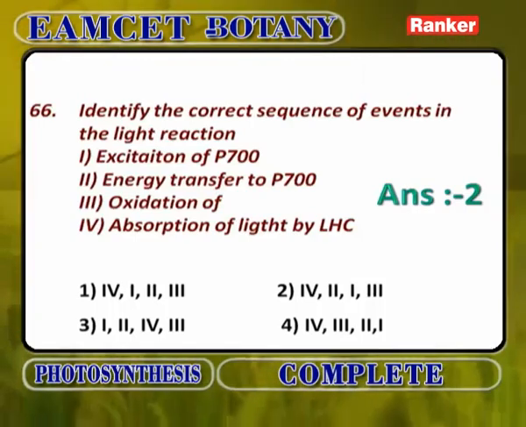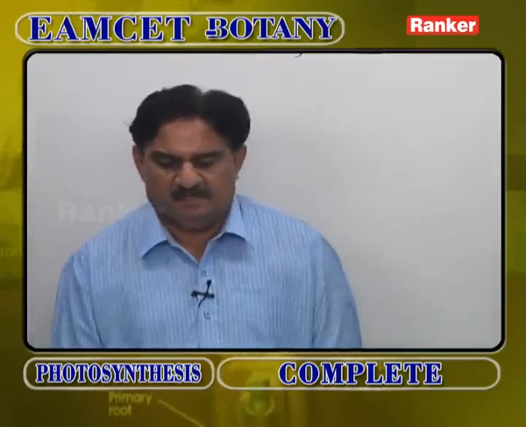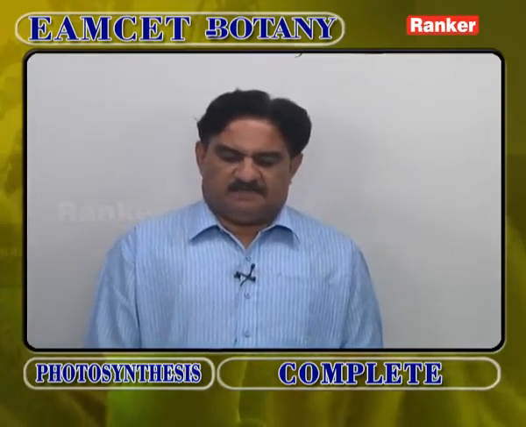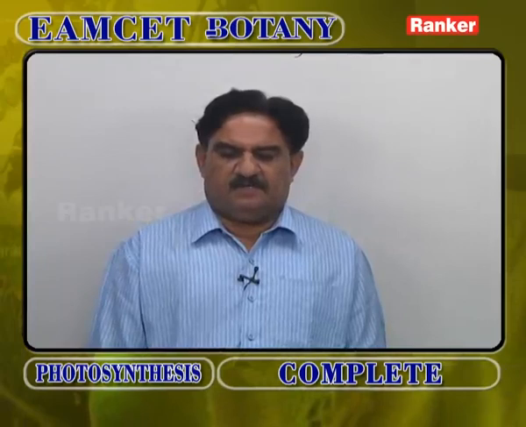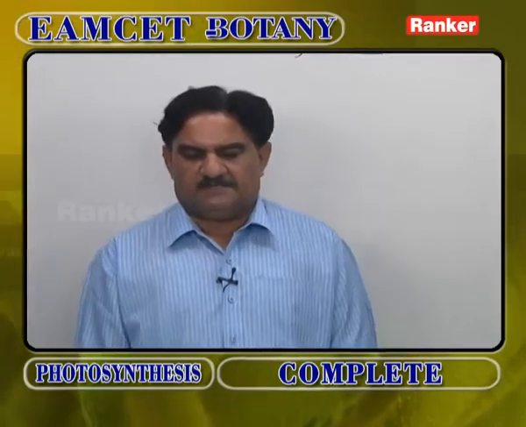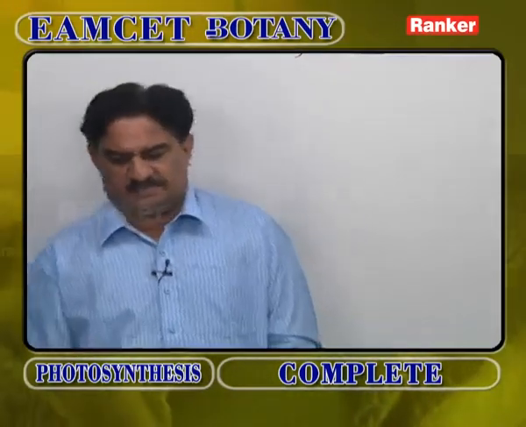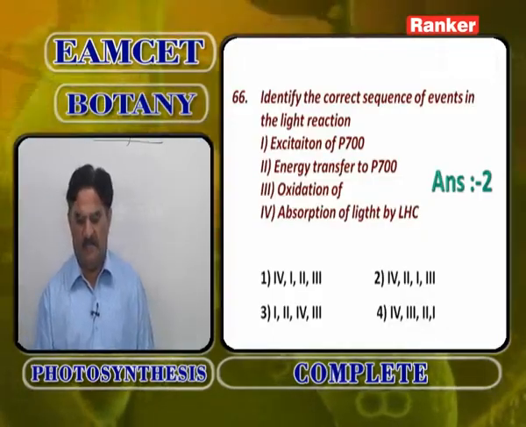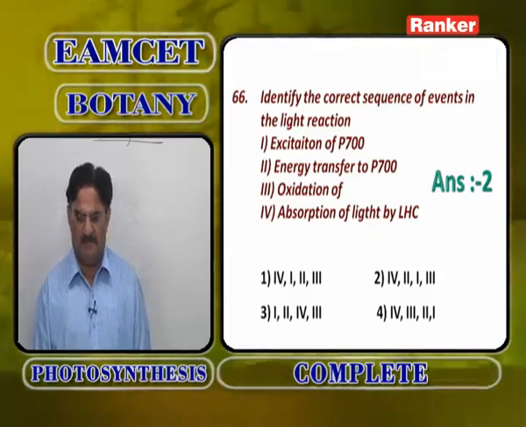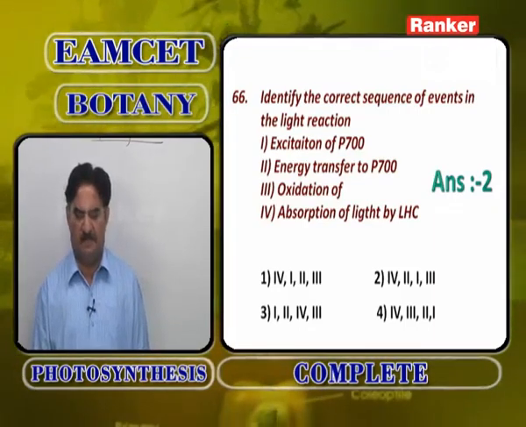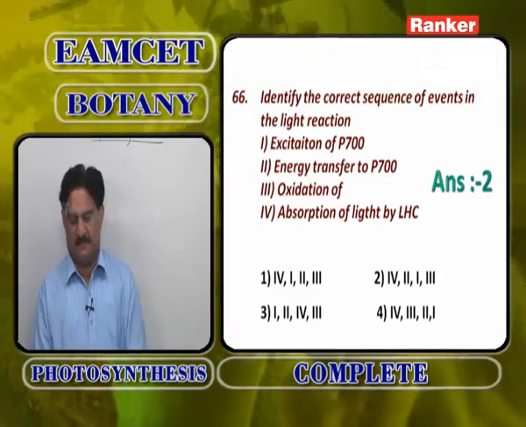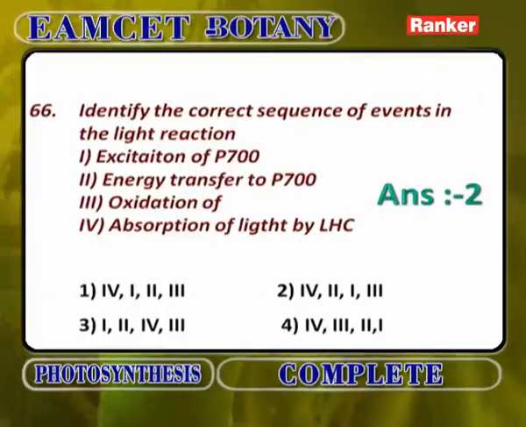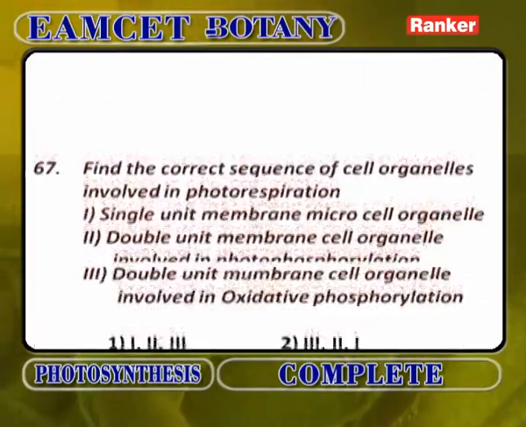Identify the correct sequence of events in the light reaction. Excitation of P700, energy transfer to P700, oxidation of P700, absorption of light by the light harvesting complex. Fourth one first: absorption of light by the light harvesting complex. Energy transfer to P700 is second. Excitation of P700 is next. Oxidation of P700 is last. So 4, 2, 1, 3 is the combination.